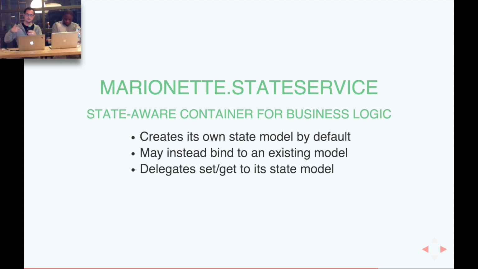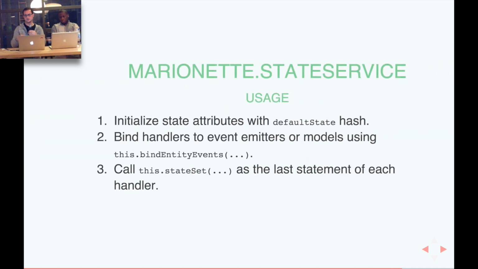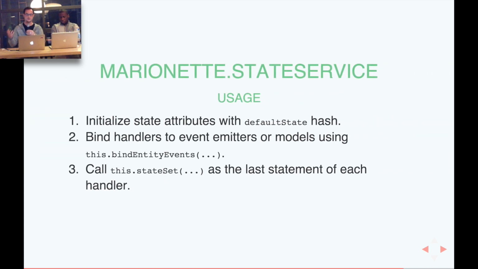And because we found ourselves reusing this concept, we created a library called Marionette State Service. And this is taking a few steps back again. It doesn't do very much. All it does is it has a state model, it's a container for business logic, and it has convenience methods for updating that state model. So you would initialize it with your default state. You would bind handlers to any events or model changes that are coming in, just like I did, and you've got methods that delegate to the underlying state model.